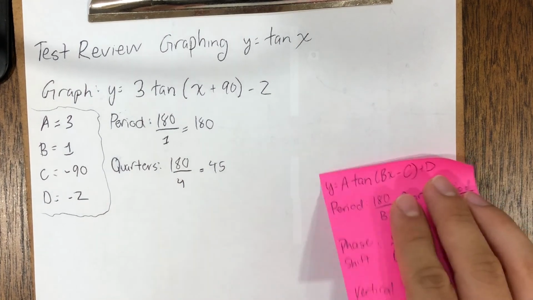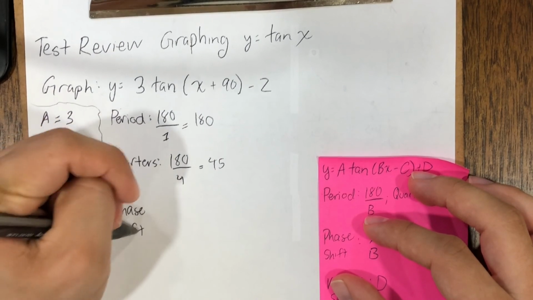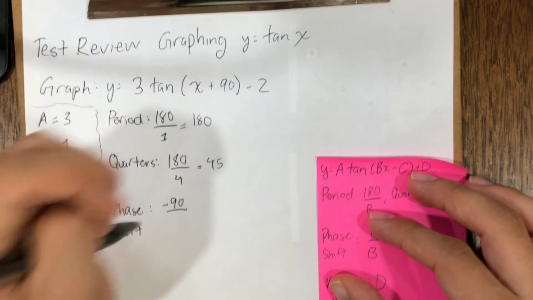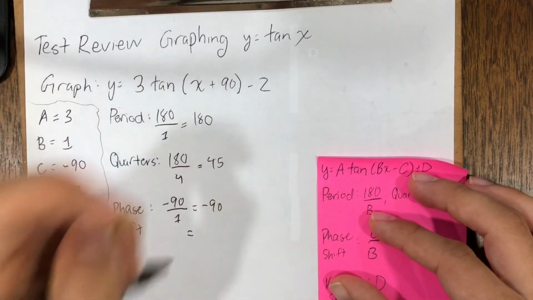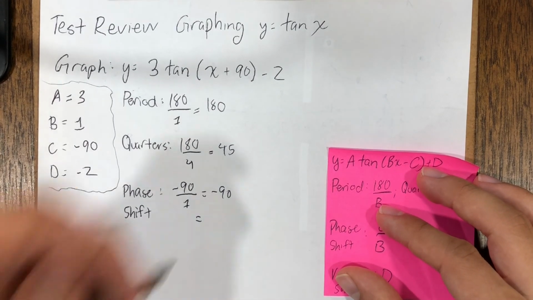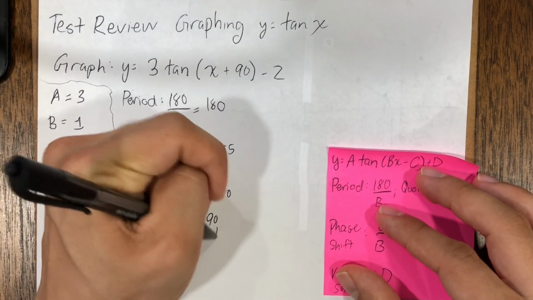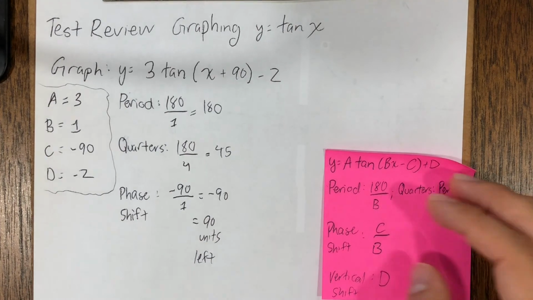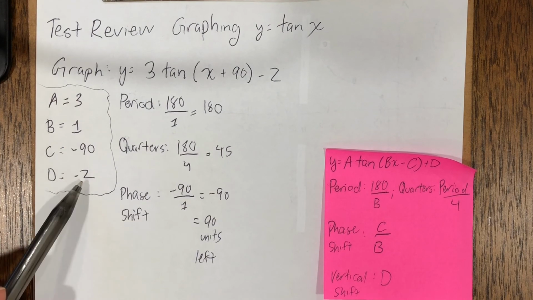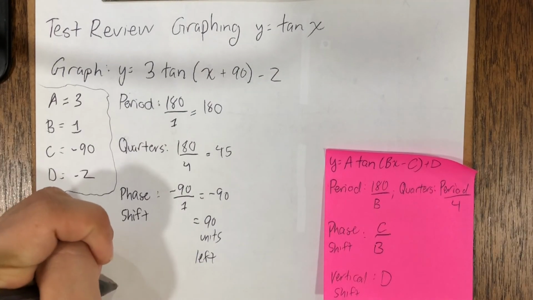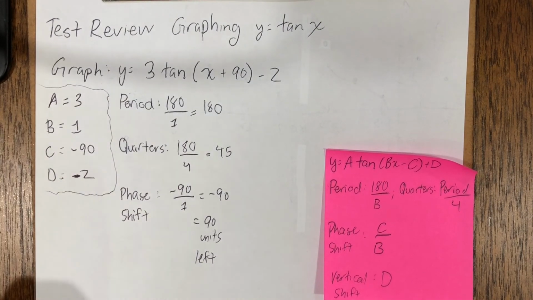And then the next thing we have is the phase shift. So I'm going to write the phase shift over here. I take negative 90, divide that by B, which is 1, and I still get negative 90. Since the 90 is negative, I'm going to go in the left direction, since left is the negative side. So 90 units to the left. And then we have D, which is the vertical shift. That means for the majority of the y values, I'm going down, negative 2.